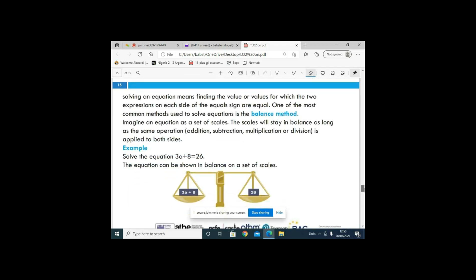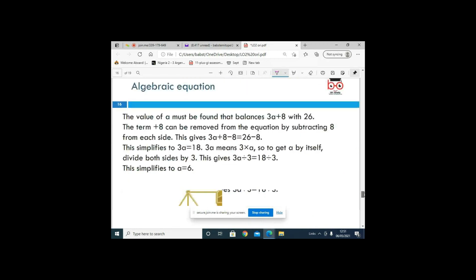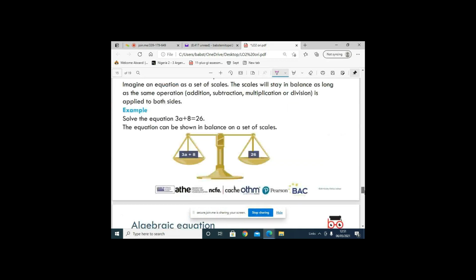So let's look at a quick example. Look at this one now. 3a plus 8 equals 26. So how are we going to do it? The first thing is that they are the same. So when you say 3a plus 8 equals 26, I will teach you two methods. You now pick the one you prefer.